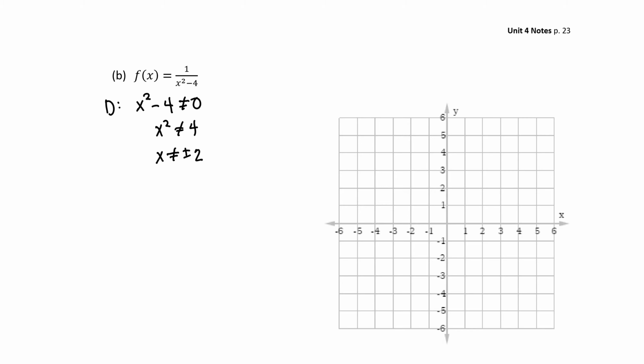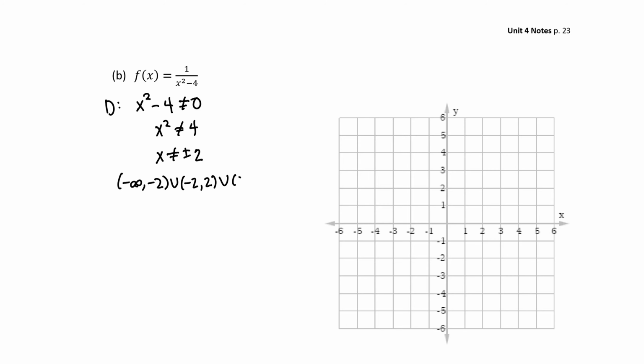So the domain is going to be everything except -2 and +2. So in interval notation, the domain will be from -infinity to -2, union, -2 to 2, union 2 to infinity. So I can anticipate 3 branches for the graph of this rational function.